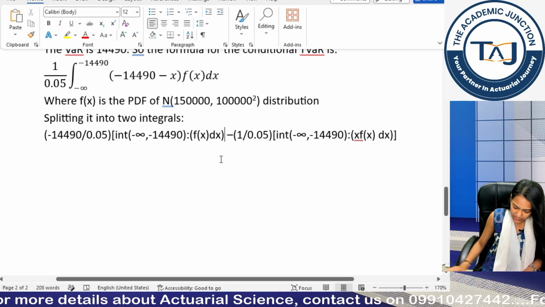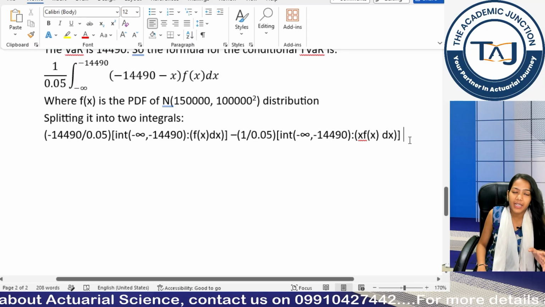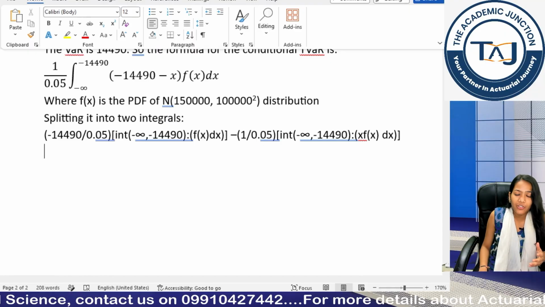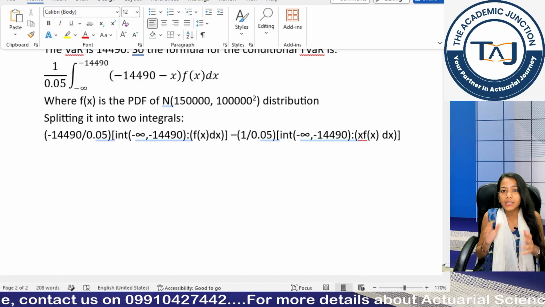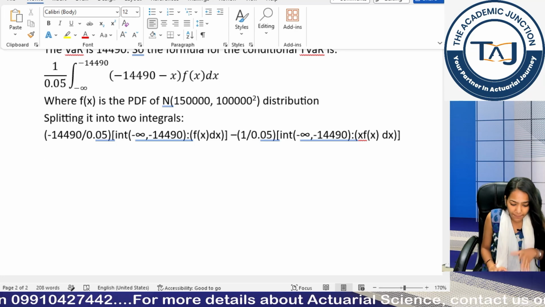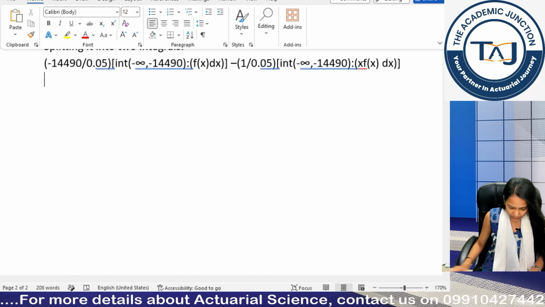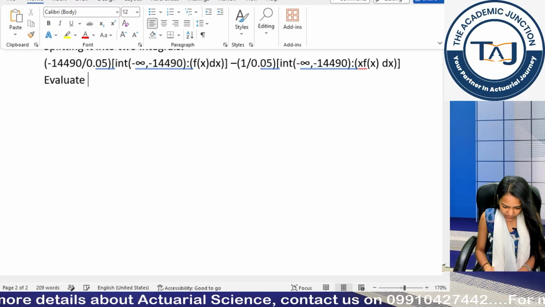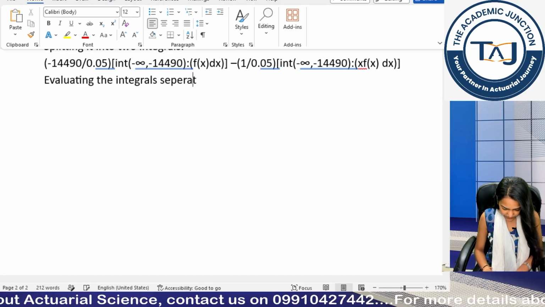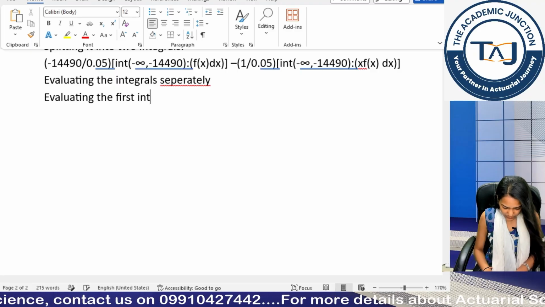Again I have missed a bracket here. Please make sure you are using adequate brackets. People mess up with normal typing only because they are not using adequate brackets. So, what you are writing with your intention may not completely be understood by the examiner from the same intention if you are not using sufficient brackets, that is generally accepted form of brackets. Okay. Now, let us evaluate these integrals one by one, evaluating the integrals separately. So, evaluating the first integral.